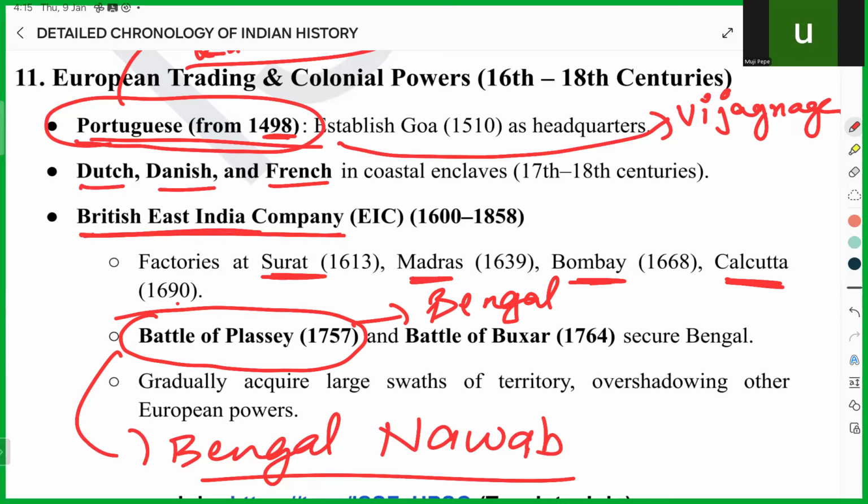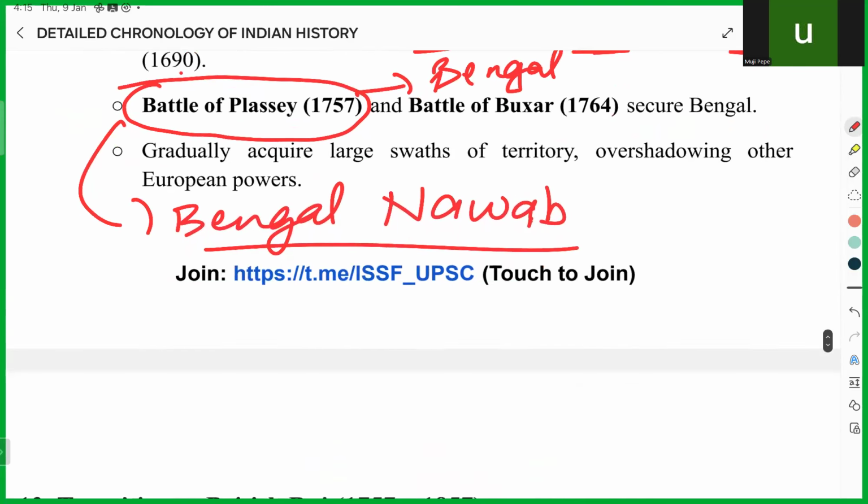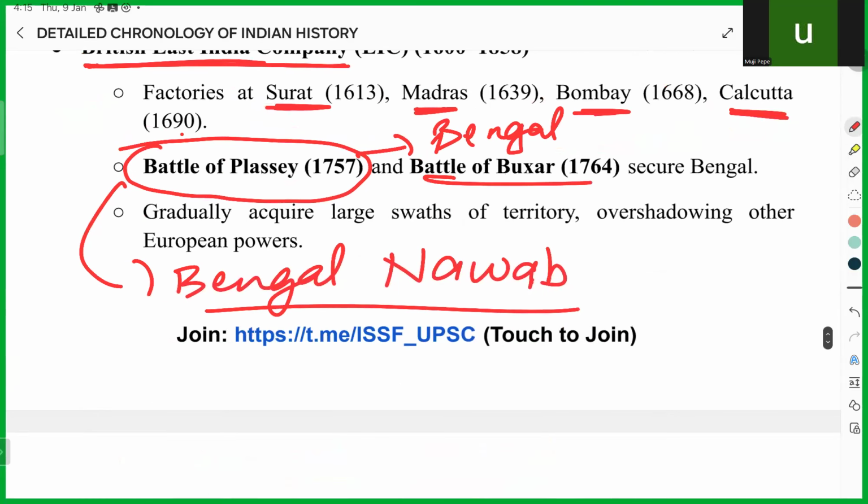Yes, the French were the last to come. The French were the last to come in India. They tried their best, but they were not that successful. Why? Because of internal infightings and because of superior British strategy. Then they fought the Battle of Buxar and they secured Bengal.